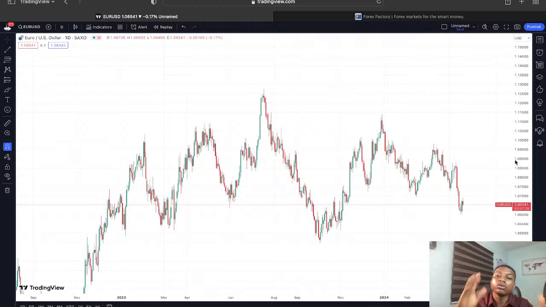All right, so today we are taking a look into the Euro USD market, right? The Euro USD market has been an interesting one, being the currency pair with the highest liquidity and trading volume. So today we'll be dissecting this chart and understanding what is going on in the market.